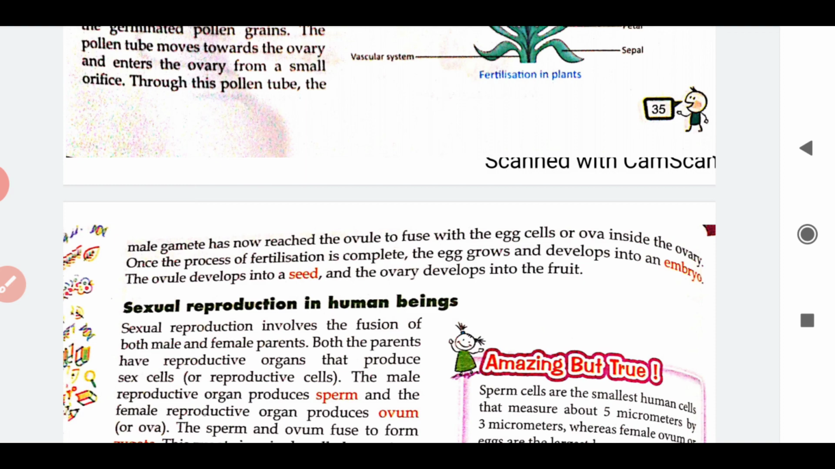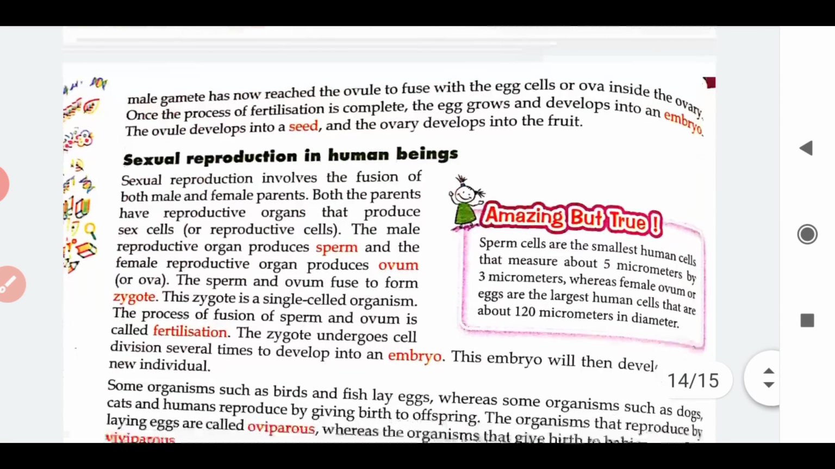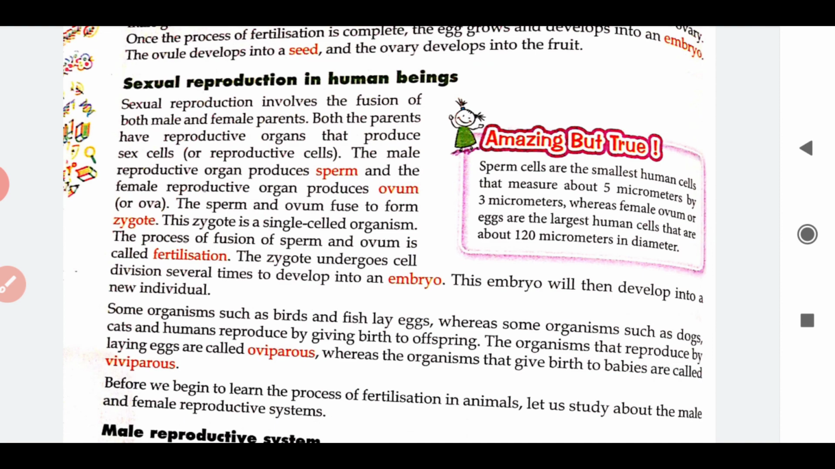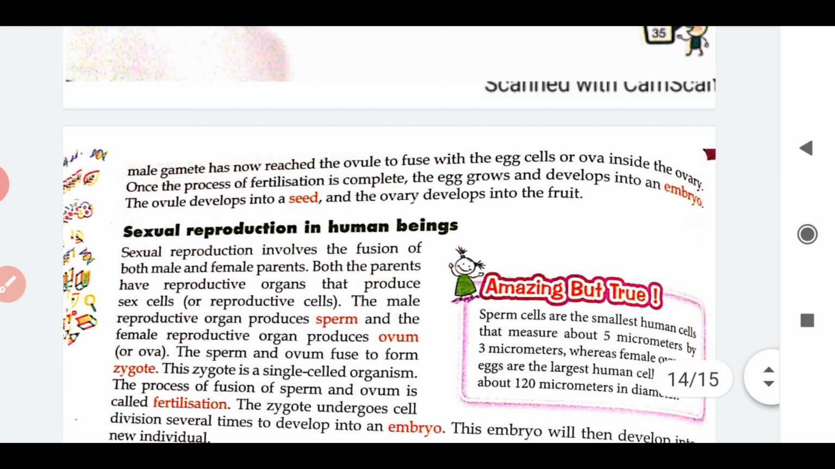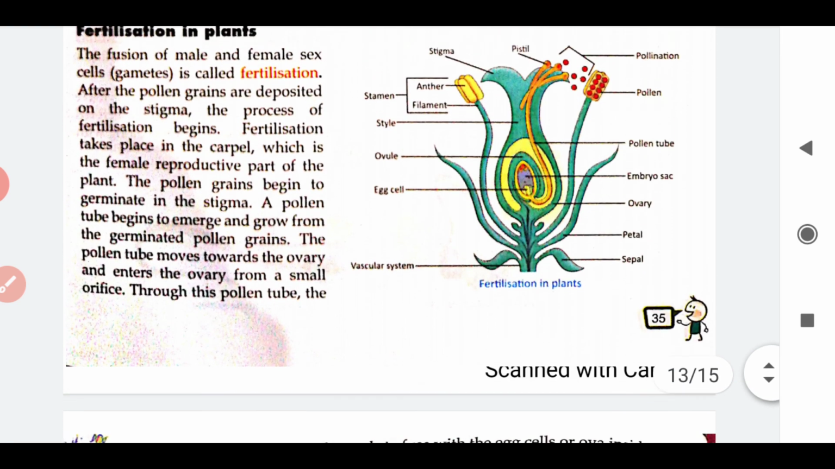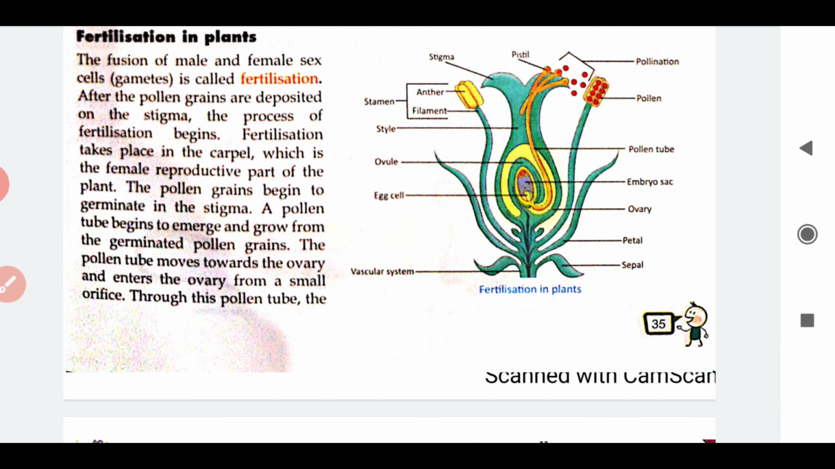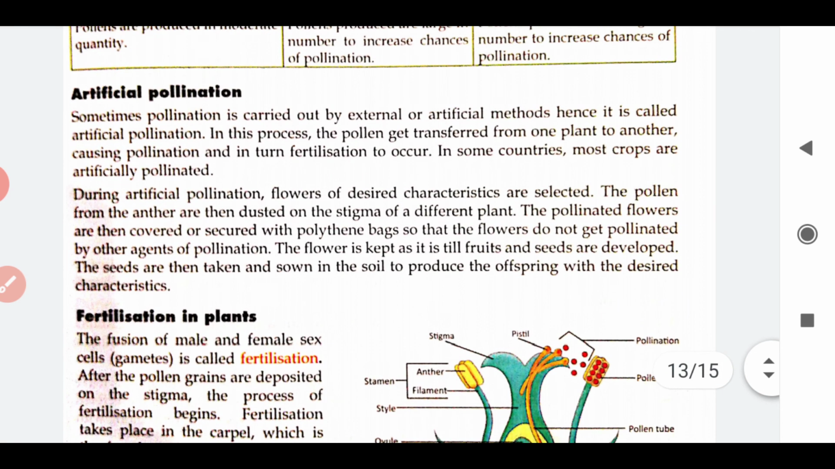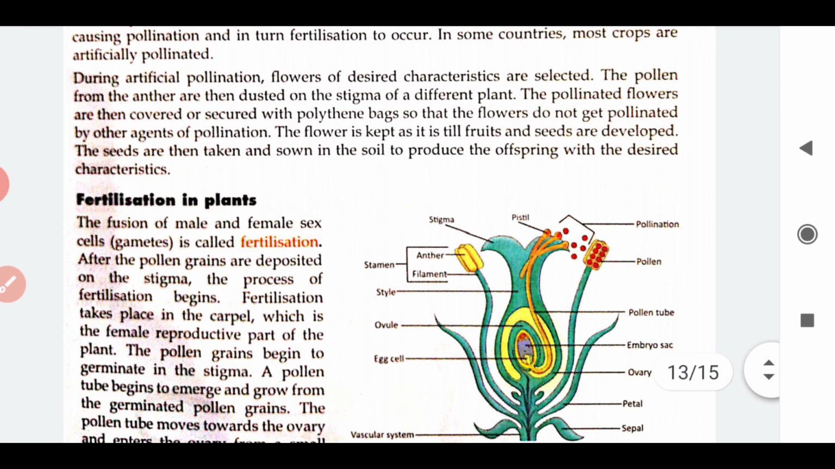Here we have completed this topic. Now in the next lecture we will see the sexual reproduction in human beings. Okay, so your assignment work is: explain fertilization in plants and artificial pollination. This is your assignment work. Comment on artificial pollination and explain the fertilization in plants.